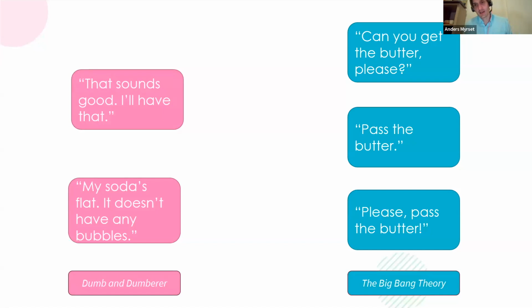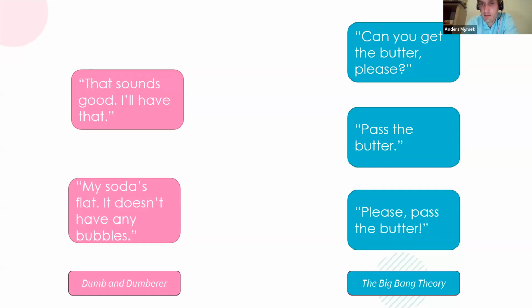But she gets increasingly frustrated and then finally slams the table and yells, please pass the butter. And again, we did the same thing here. We watched the clip first. We asked if any characters asked for something, and then we watched it again the second time, and then they tried to identify what had been said.